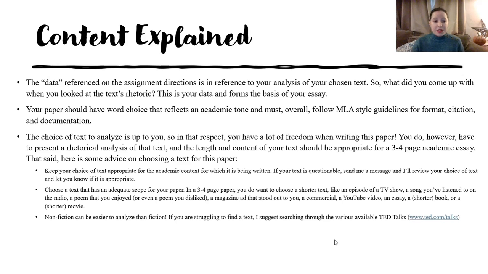With that in mind, though, I want you to make sure that you're using critical thought as you choose your text. Make sure that it's adequate in scope for your paper. So this means that if you're choosing a movie, don't choose the Titanic, which is like 3.5 hours long. Choose something that's a little bit shorter. If you're choosing a novel, don't choose a novel that's 1,000 pages long. Choose something a little shorter.